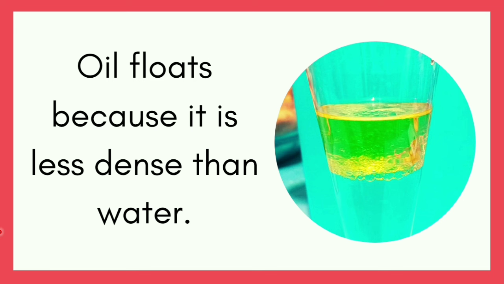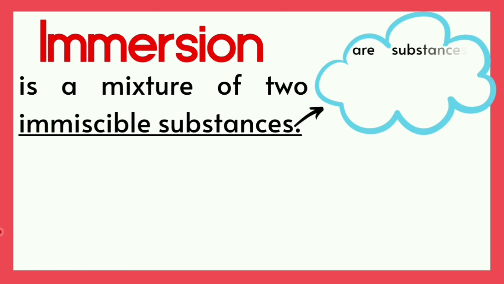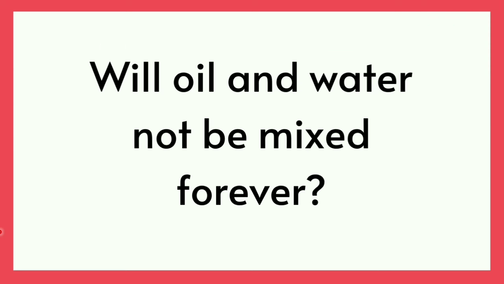This kind of colloid is what we call an emulsion. An emulsion is a mixture of two immiscible substances. What are immiscible substances? Immiscible substances are substances that won't mix with each other, like oil and water. As we have seen earlier, they did not mix, right? So those are immiscible substances. But the question is, will oil and water not be mixed forever?